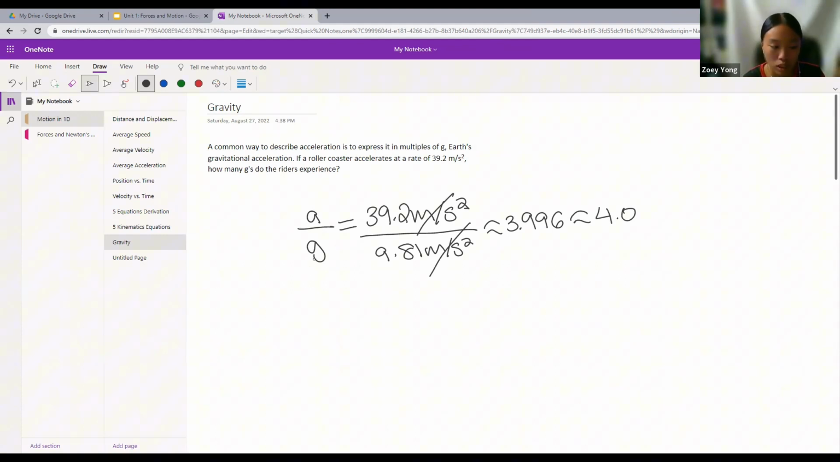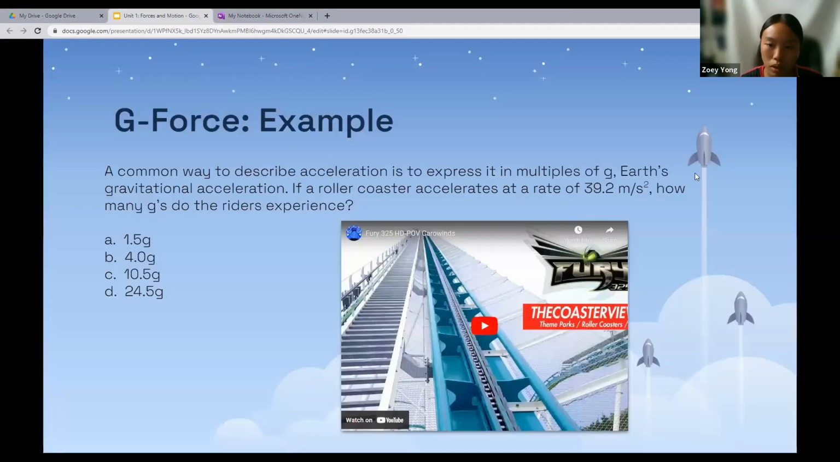What you're experiencing right now is 1 g. You're just standing because that's the force of gravity holding you down. Now imagine 4 times. Now we're going to see what it's like to ride a roller coaster like that.